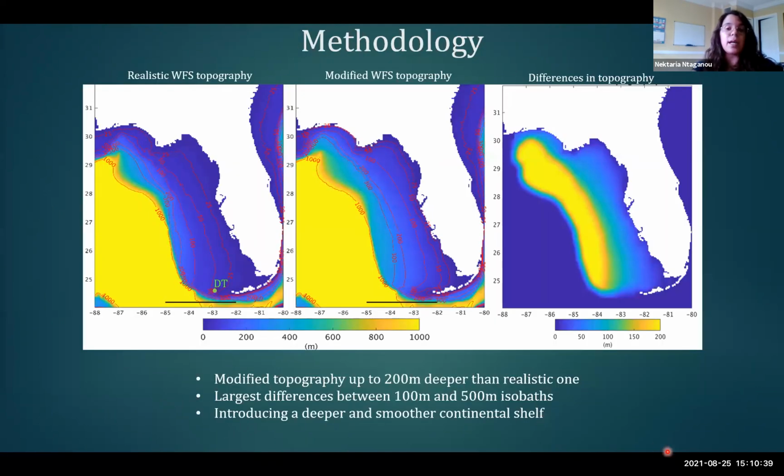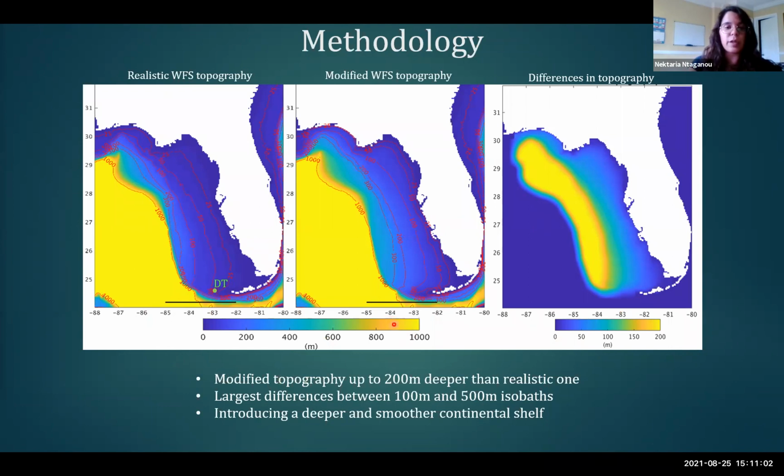I ran three simulations, one of which, the first one, used realistic West Florida shelf topography, which you see on the left plot, and another two with modified West Florida shelf topography, which you see in the middle plot. The plot to your right shows the differences between the two topographies.